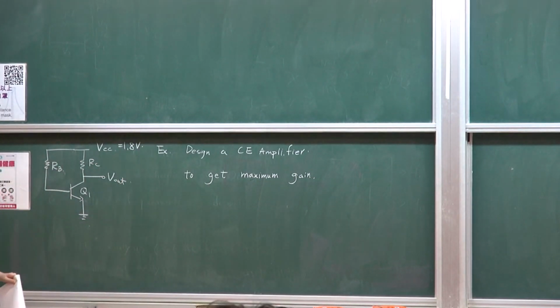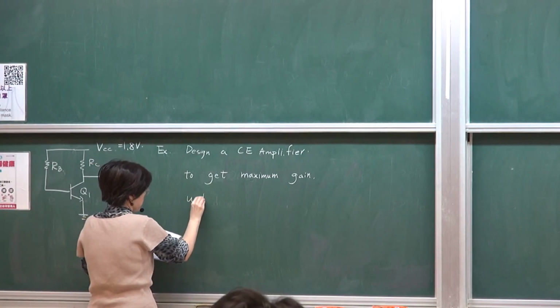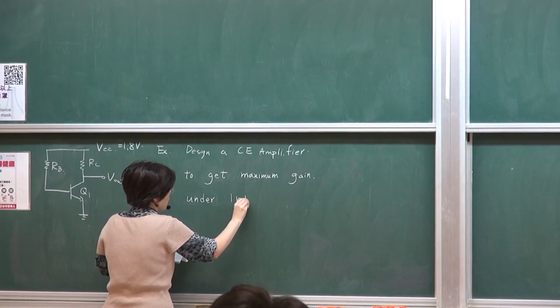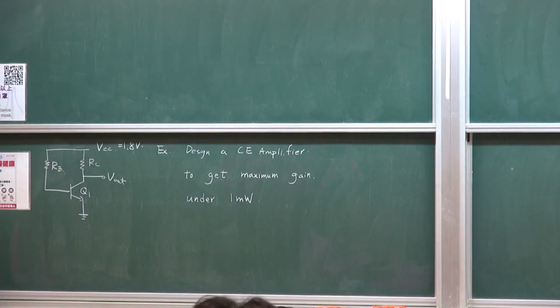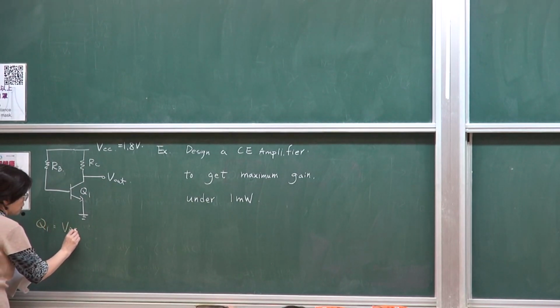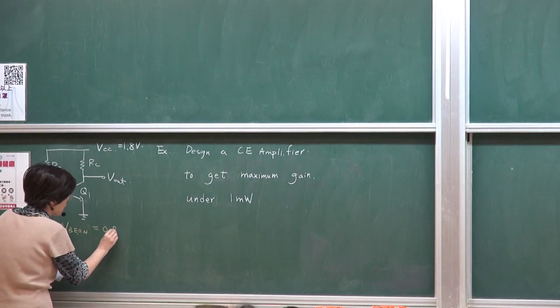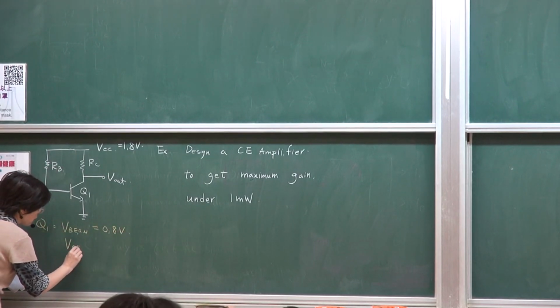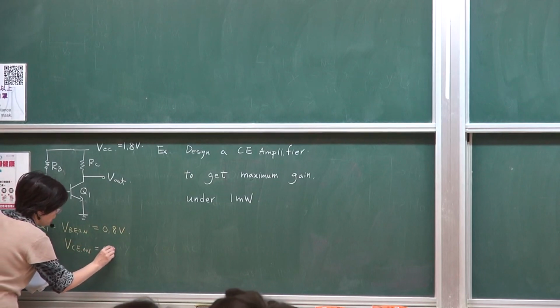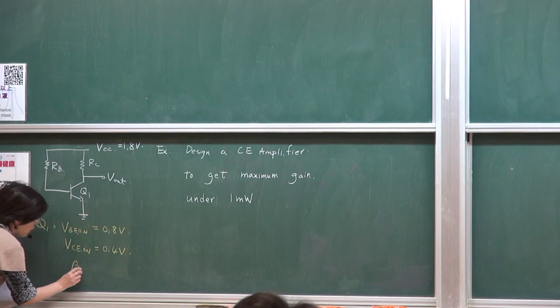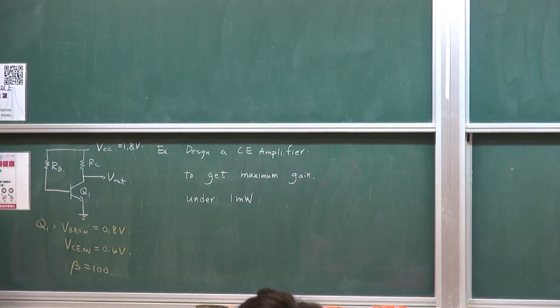1.8 volts. Maximum gain under 1 milliwatt. Okay? So what we need to pick in this biasing circuit is RB, RC. For the transistor, depending on the model we're going to use, we're going to give you VBE, so use the constant voltage model. Anytime this bound is given, it means you use the constant voltage model. So this will be 0.8 volts. And then VCE will determine whether your device is operating in saturation. And then of course beta.